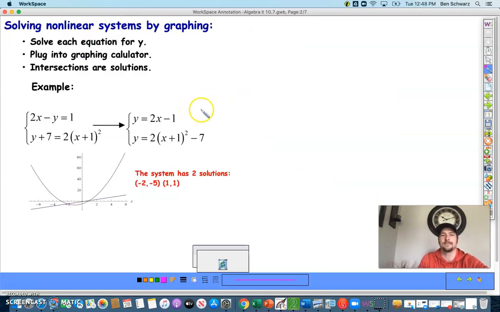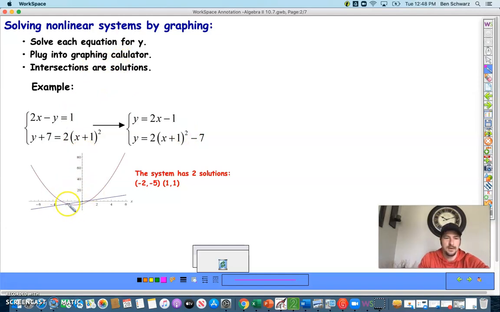So talking about graphing. When you want to solve a system, so here would be a system here, by graphing, what we want to do is first solve each equation for y, because we're going to end up putting them in the graphing calculator. So this one, all we would have to do is subtract the 2x over and then divide everything by a -1. Or you could think of it as moving the y over, subtracting 1. Either way, we'd get y equals 2x minus 1. With this one, to get y alone, all we'd have to do is subtract 7 to both sides. So boom, y equals 2 times (x plus 1) squared minus 7. Then you would plug those into your graphing calculator, and you find the intersection.